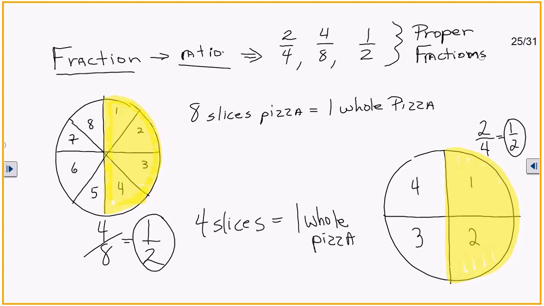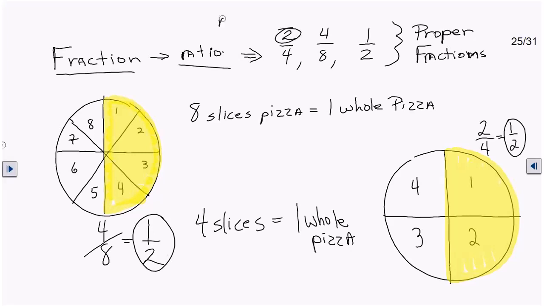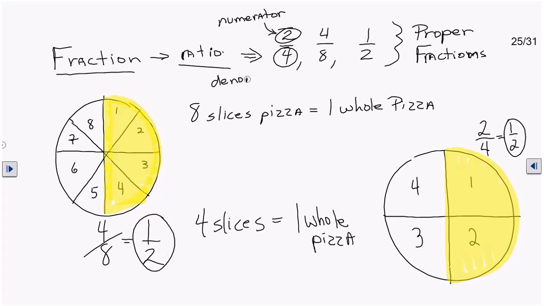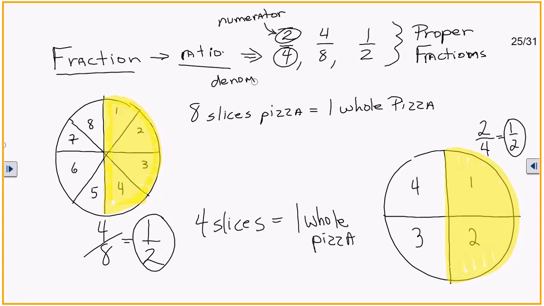The top is called the numerator. This is a numerator. And this is a kind of a review, so I'm covering a lot of things at one time. And the bottom, since it's under, it's called a denominator. I'm not going to write all that out.